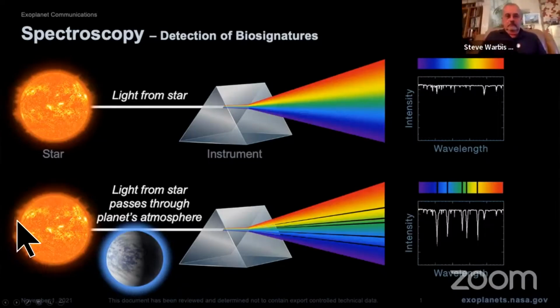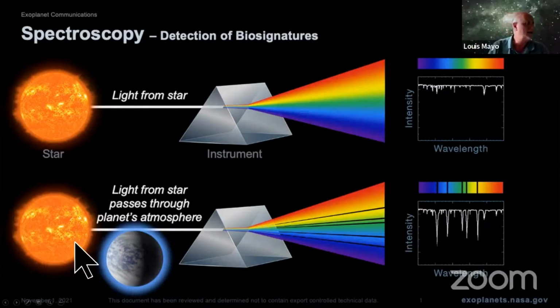Then the planet moves in front of the star, and the star is still emitting, but some of that light is now going through the planet's atmosphere, tangentially through the atmosphere. And so that light gets broken up, and we see a series of absorption lines from the cooler planetary atmosphere. The planet's atmosphere is cooler than the star, so we see these lines from the various molecules or atoms in the planet's atmosphere in absorption.